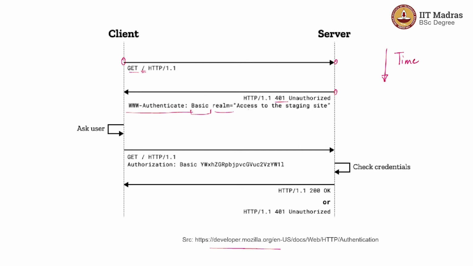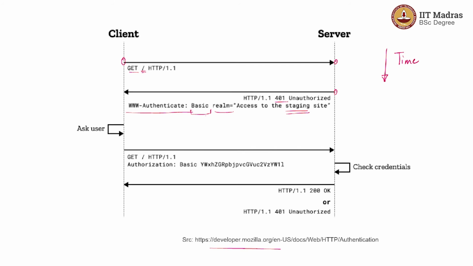Or, as in this case, it might say that there's a particular realm associated with the staging site, which means that the usernames and passwords that you use for connecting to a staging site, which is some temporary testing scenario, are different from what you would use in production. Okay, so that is why the realm is important.